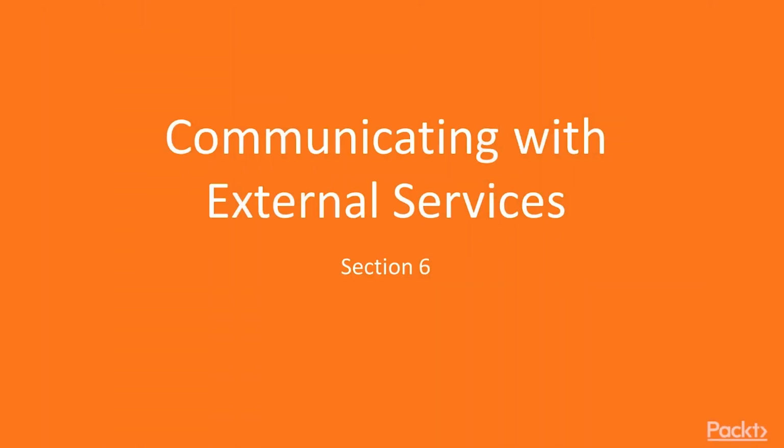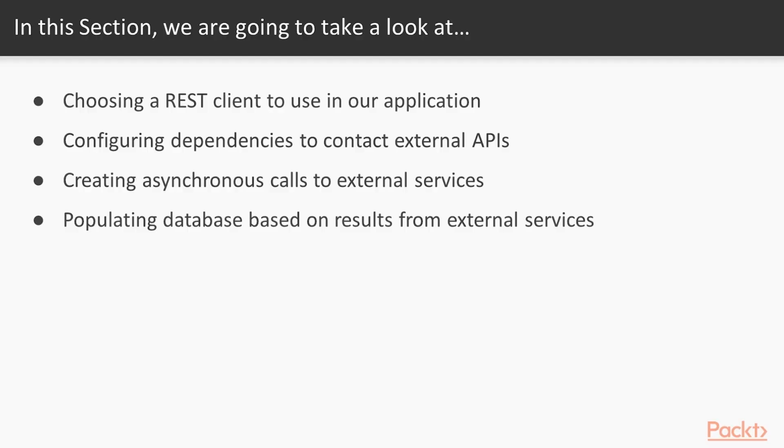Hello and welcome to the sixth and final section of our backend volume in our full stack Kotlin application course. In this section we will be looking at communication patterns with external services. We'll be choosing a REST client to use in our application and then configure dependencies to contact our external APIs. After that, we'll be creating asynchronous calls to external services and see how we can map those call results into our objects. And finally, we'll populate the database based on the results that we get from there.